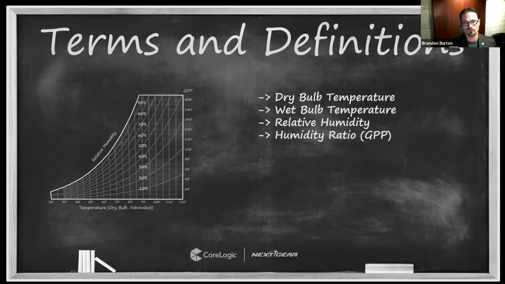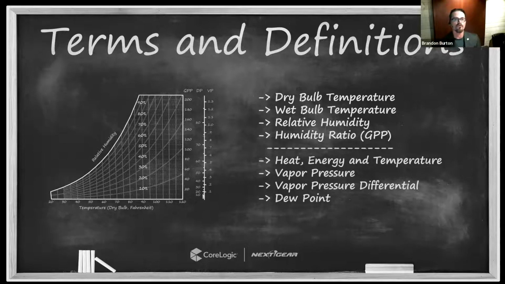In addition to dry bulb or wet bulb temperature, relative humidity, humidity ratio, there are also things that relate to more technical understandings of heat and energy that you can find on a psychrometric chart. There's a term called vapor pressure that we can find on the chart.